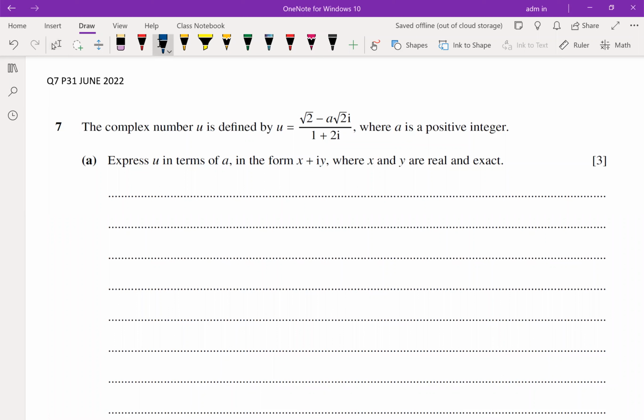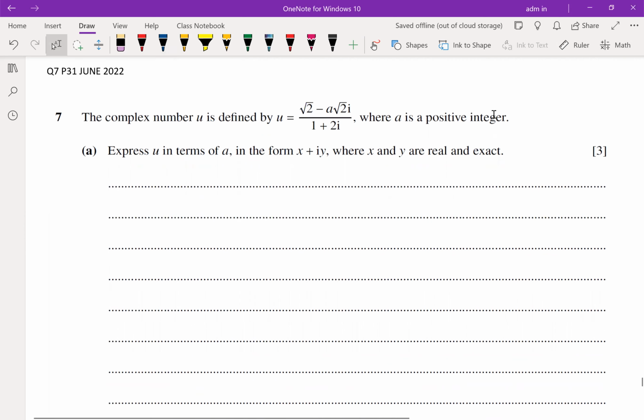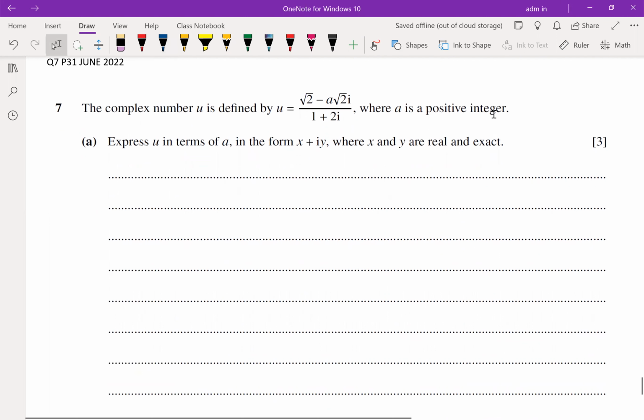Hello guys, in this tutorial I'm going to solve question number 7, paper 31, June 2022. The complex number u is defined by u equals (square root 2 minus a root 2 i) over (1 plus 2i), where a is a positive integer. Express u in terms of a in the form x plus iy, where x and y are real, exact. Let's start now to rationalize the denominator.